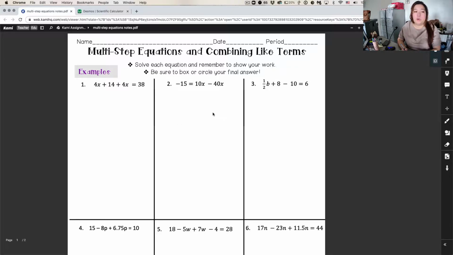This is really more of a guided practice, so all I'm going to do is work through a couple of these problems with you so that you can basically understand what we have to do, and so you can do it for yourself.